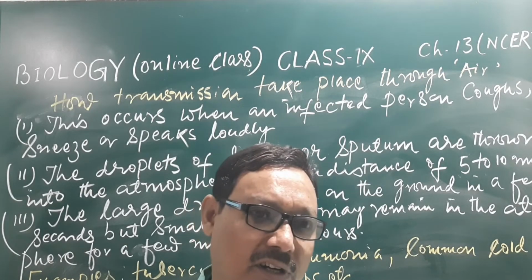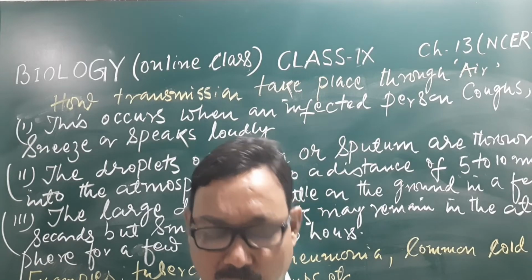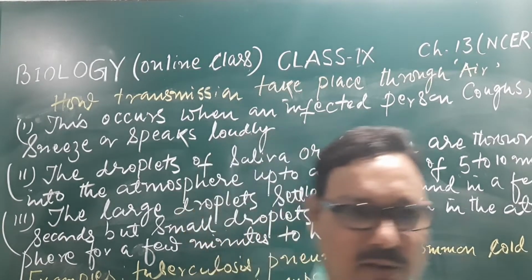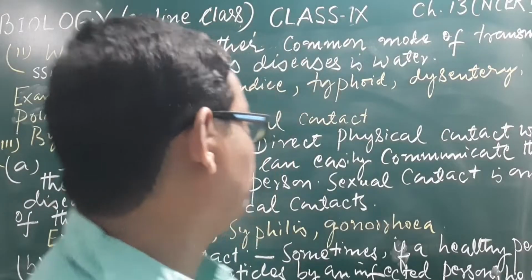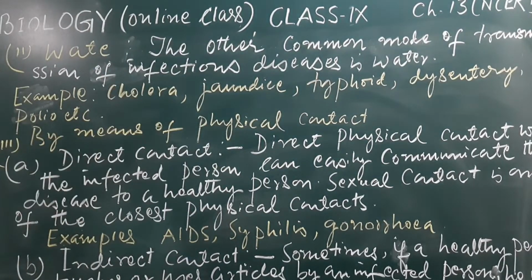And the third important one, physical contact. Let us look at the other means and how they can spread. The other common mode of transmission of infectious diseases is water. The examples here are cholera, jaundice, typhoid, dysentery, polio, etc.